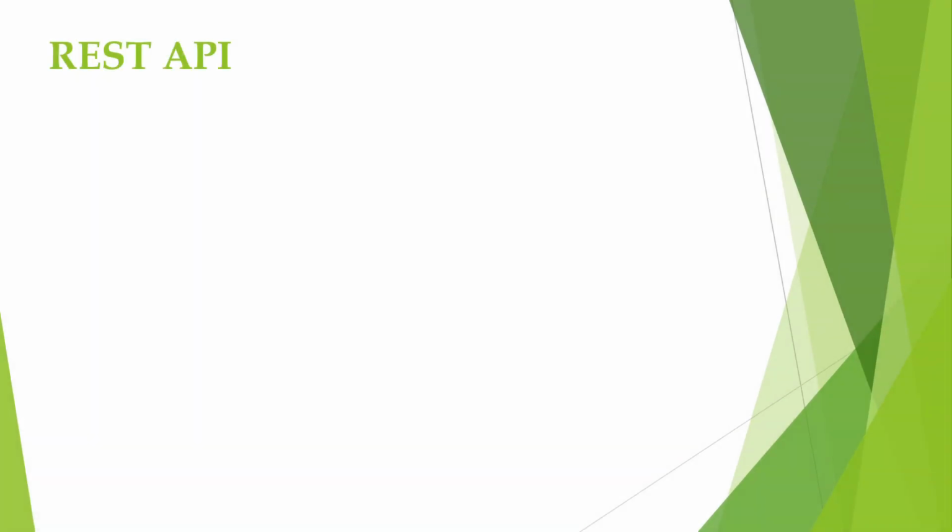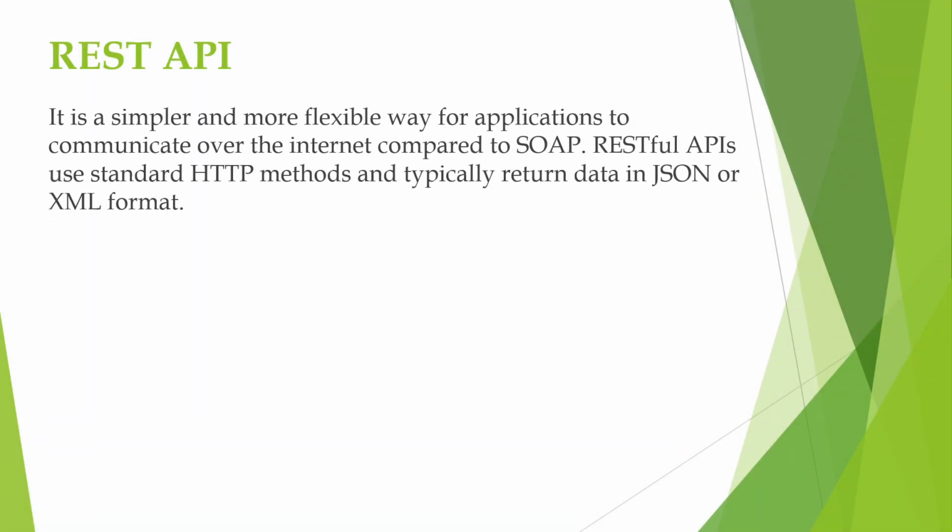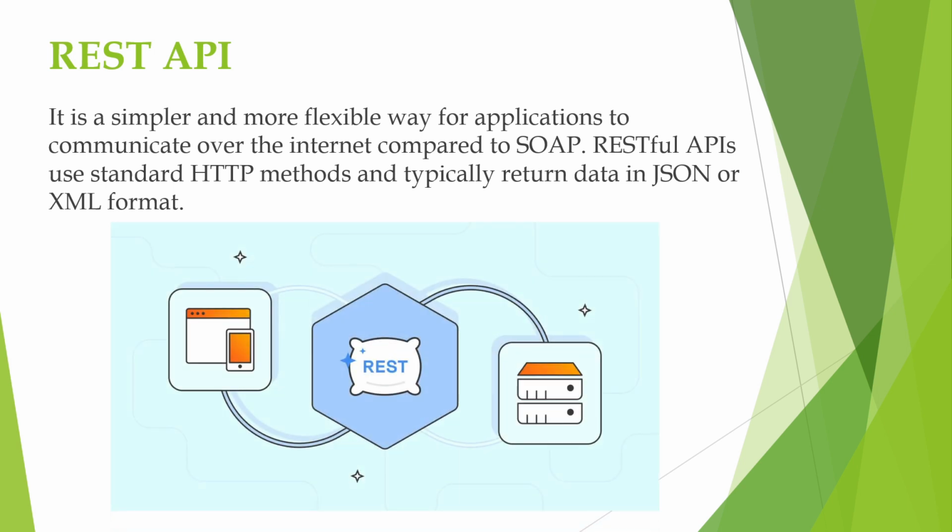Next is REST API. Here REST means Representational State Transfer. It is a simpler and more flexible way for applications to communicate over the internet when compared to SOAP. That is, SOAP is a little complex when compared with the RESTful web service. RESTful APIs use the standard HTTP methods and they typically return the data in JSON or XML format, whereas SOAP was returning only in the XML format. These REST APIs are the most commonly used APIs across the web today.